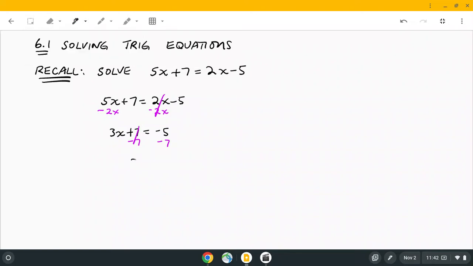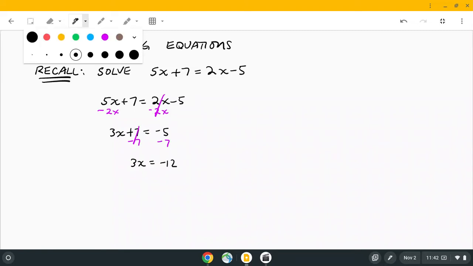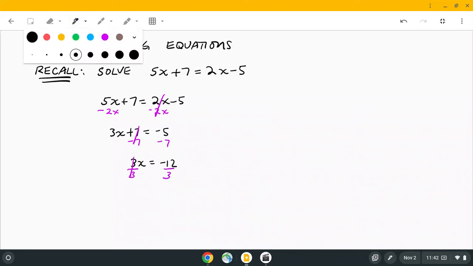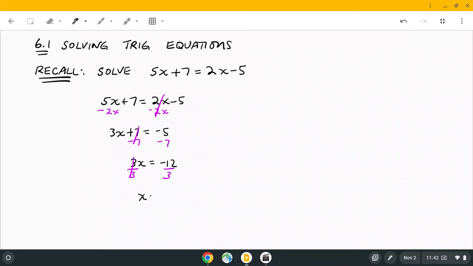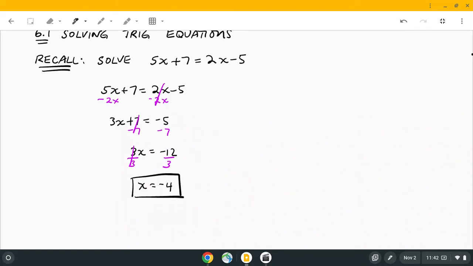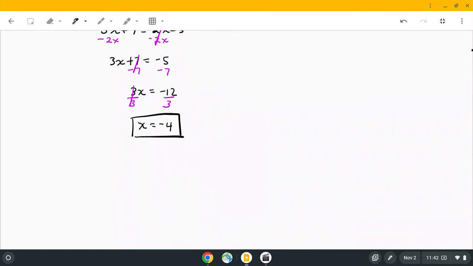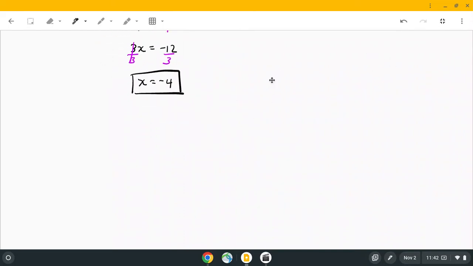Okay, and so then I get the 3x on the left-hand side, negative 12 on the right-hand side. Now I want to get the x by itself, so I divide both sides by 3. And I get the x by itself on the left, and I get negative 4 here as my answer. Okay? All right, so here in 6.1, we are looking at how to solve trig equations. So now you have a trig function inside of your equation. Okay, so let's take a look.